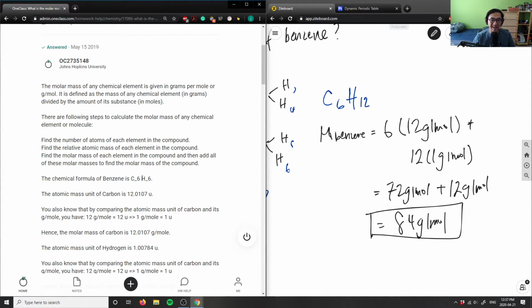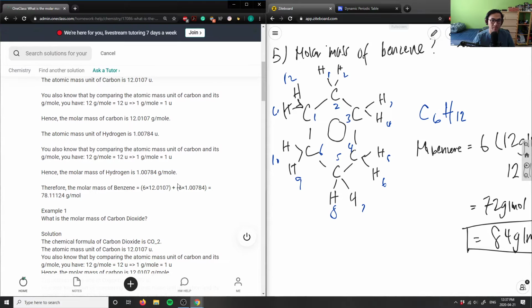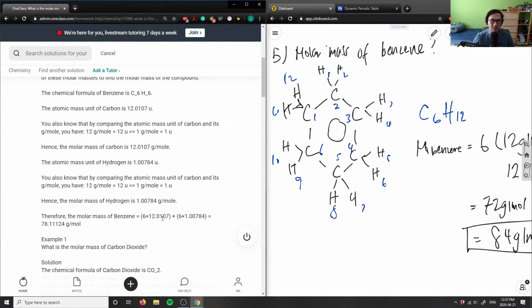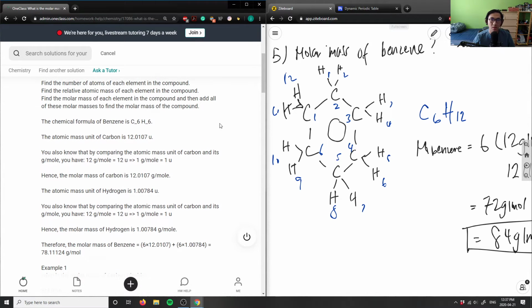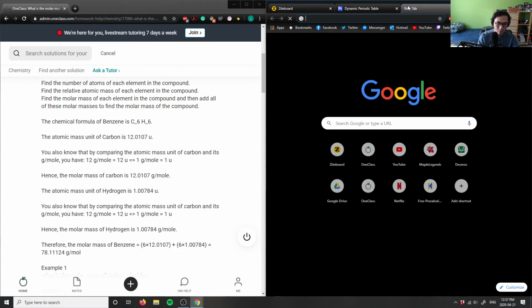The chemical formula is H6C6. This here is incorrect. The chemical formula of benzene is not C6H, it's C6H12. So therefore, their molar mass is going to be wrong. Yes. And I can double check that, right? I can simply just Google what the chemical formula of benzene is if you don't believe me.